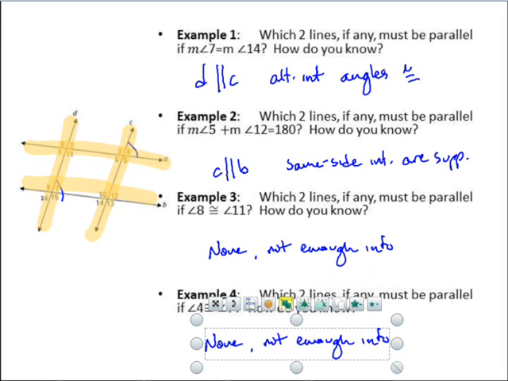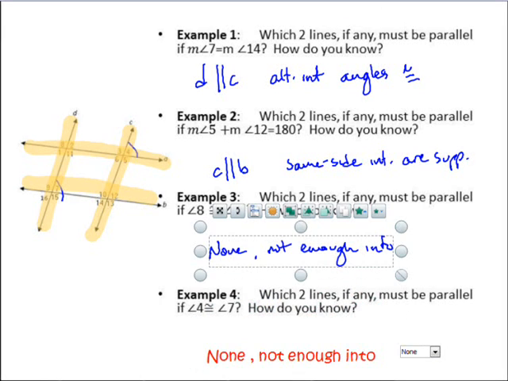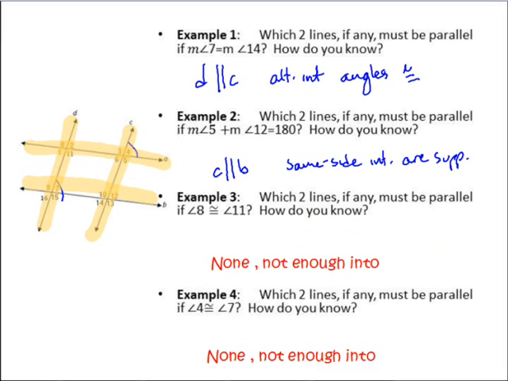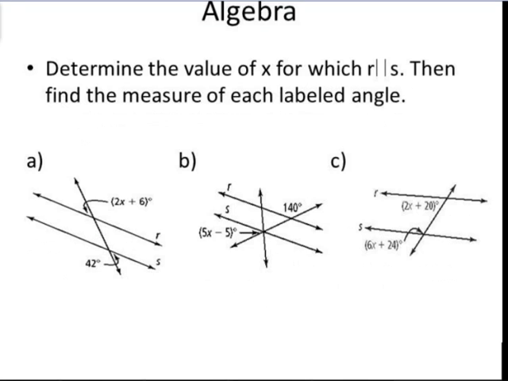Okay? Let's make that look nicer. Boom. Same for you. All right. Determine the value of x for which r is parallel to s. Then find the measure of each labeled angle. So here we're saying, what would x have to be for these two angles to be congruent?